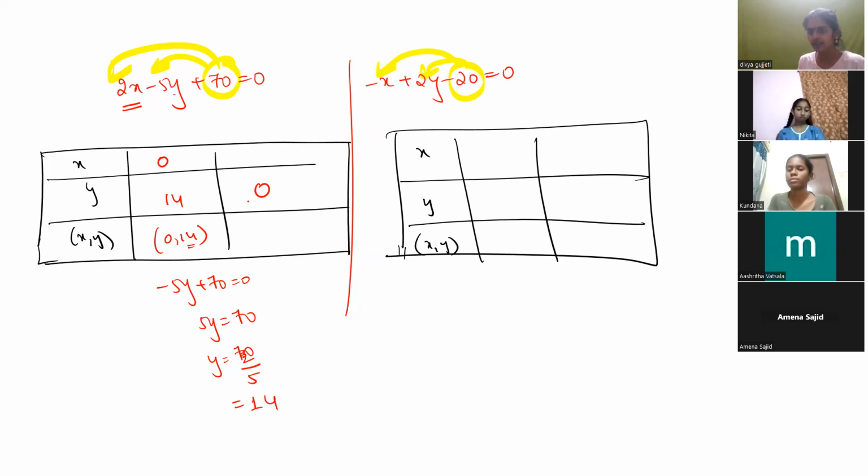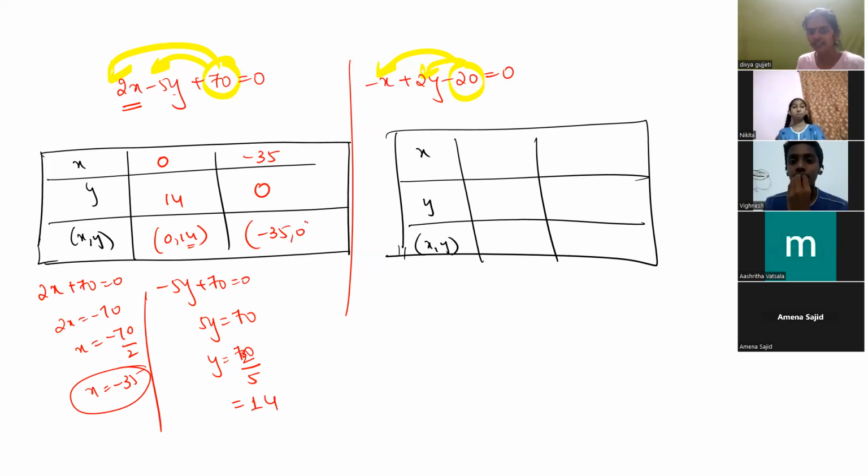If I take y as 0 also, you'll get a perfect number. If I take y as 0, then 2x plus 70 will be equal to 0. So 2x will be equal to minus 70, and x will be equal to minus 70 divided by 2, which is nothing but minus 35. Perfect. 35. Okay?